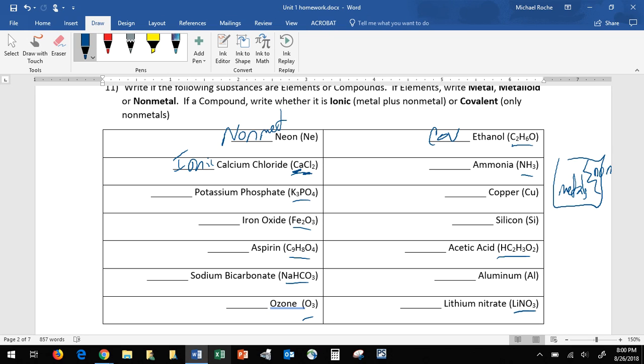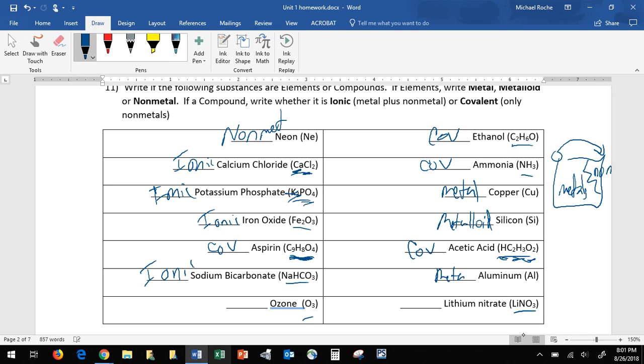Ammonia, N and H are both non-metals, even though H is over here, it kind of belongs over there for metal characteristics because it's a gas, it's a non-metal, so that would be covalent. Copper is an element and it's a metal. Potassium phosphate has potassium, which is a metal, and phosphorus and oxygen, which are nonmetals, so that's ionic. Iron oxide has a metal and a nonmetal, so that's ionic. Silicon is a metalloid because it's on the staircase. It's surrounded by that staircase. Aspirin, all nonmetals, C, H's, and O's, so that's covalent. Acetic acid, C's, H's, and O's are all covalent. Sodium bicarbonate is ionic.